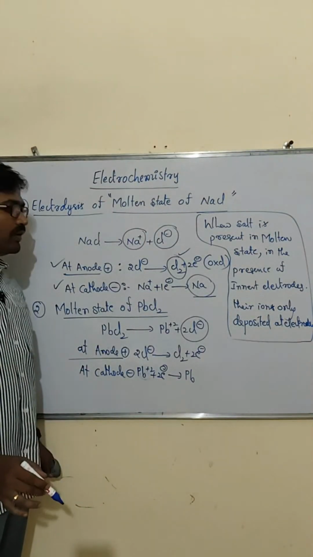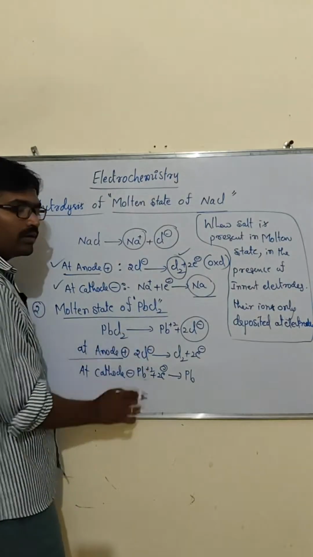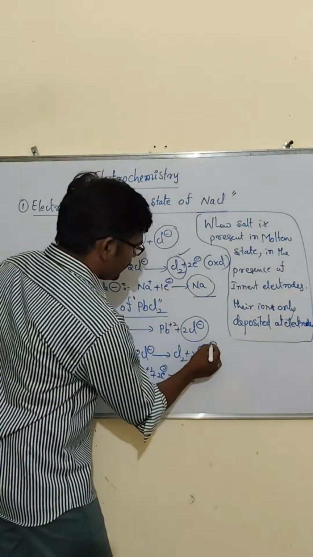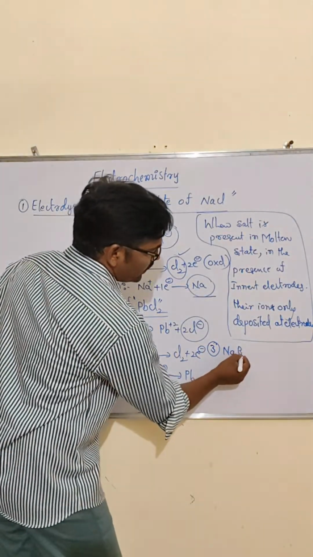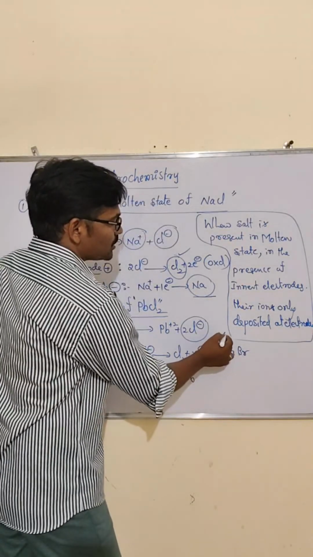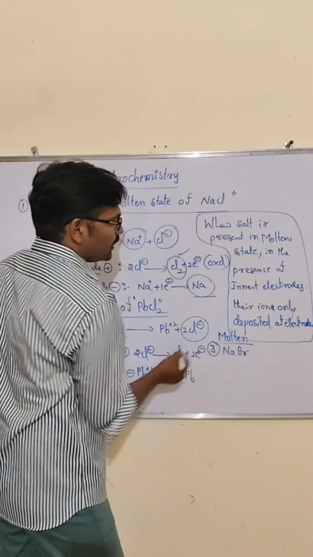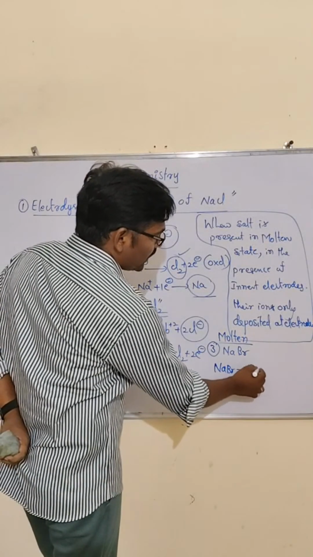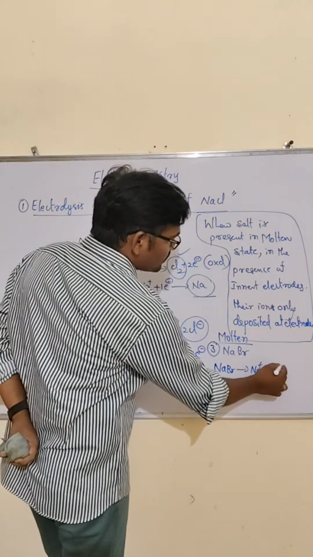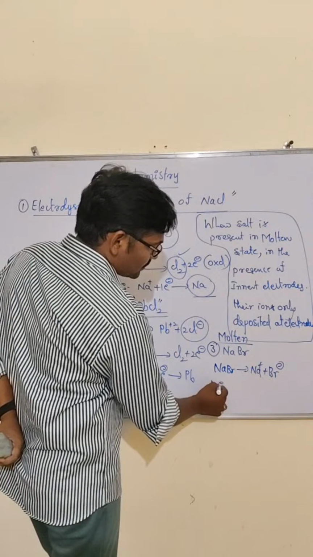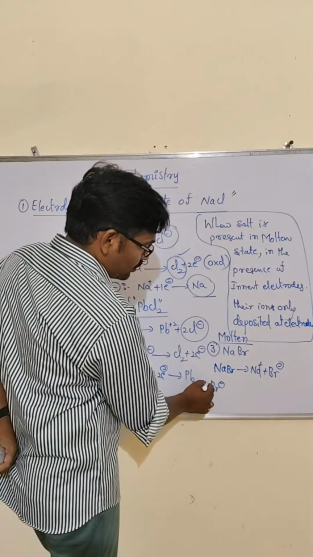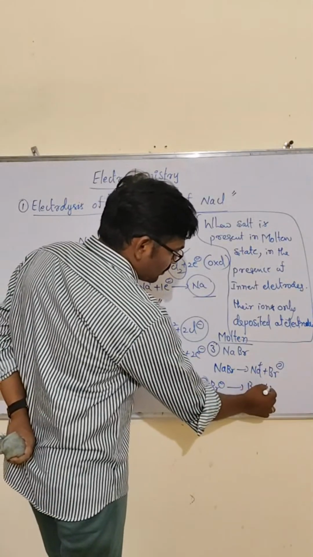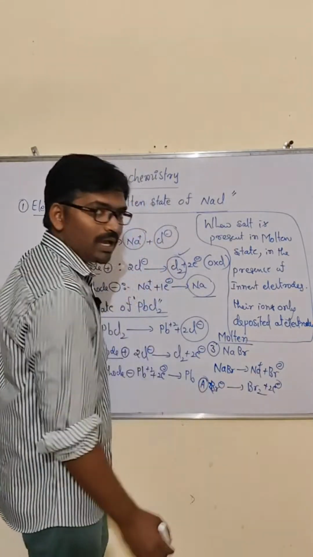So when the molten state of NaCl or molten state of PbCl2 is taken, not only these two, any other, for example, one more third one we are taking, NaBr in the molten state. Then it can be dissociated into Na+ and Br minus. Then Br minus at anode will be converted into Br2 gas plus 2 electrons, release of 2 electrons when you take 2Br minus.